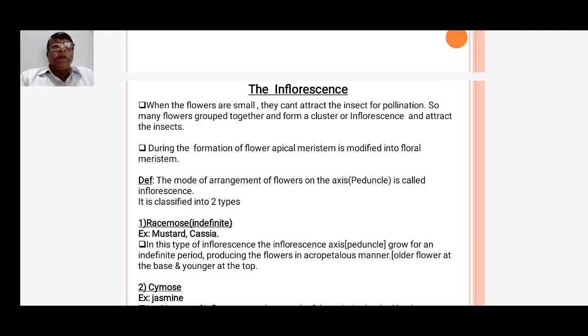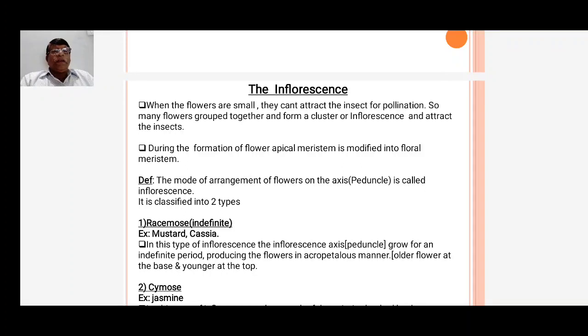Okay. Now, during the formation of flower, the apical meristem or the axillary meristem of axillary bud is modified into floral bud. An important term. So, apical meristem is modified into floral meristem.